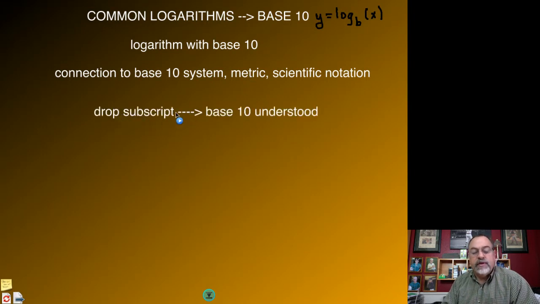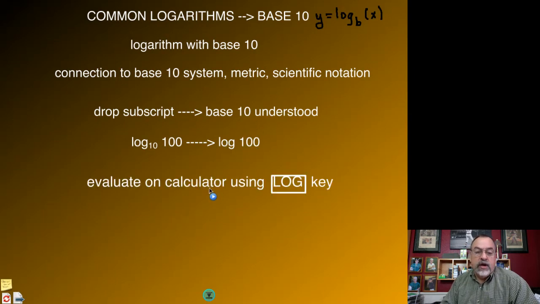We can drop the subscript, and in doing so, we understand that the base is 10. Meaning this, I can take the logarithmic expression log base 10 of 100, and I can rewrite it without writing this base number, and if I do that, then the base 10 is understood. In other words, we understand that there's a 10 here, even though it's not written. So anytime you see an expression where there is no base, and you have the word logarithm, we understand that it's base 10. And on our calculator, this is the log key. So when you use the log key on your calculator, that is going to be using a base 10 logarithmic expression. Okay, so that's the common log.